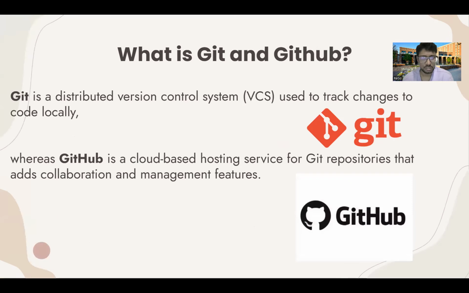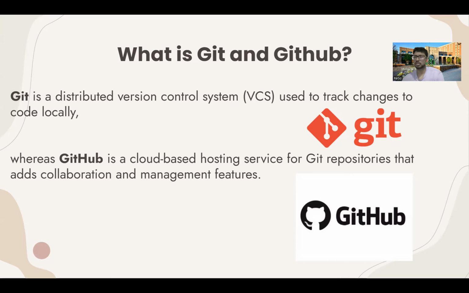So let's get started. First thing is, what is Git and GitHub? What is the difference? The difference is that Git is basically a distributed version control system used to track changes locally. And GitHub is a cloud-based hosting service for Git repositories that adds collaboration and management features.